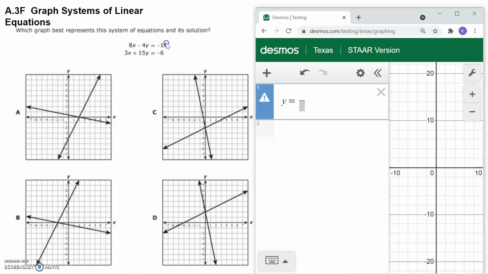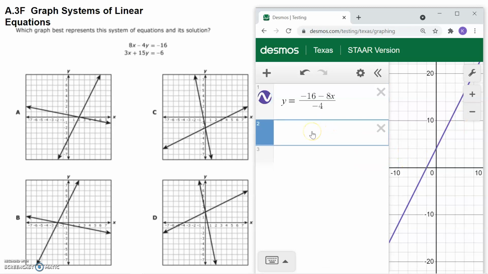I start off with this lonely number, which is negative 16. Opposite of x, which is a positive 8, so it's going to be a minus 8x. And you divide by the number in front of the y, which is a negative 4. So I already have one of my lines graphed. I'm going to do the same thing for the other one.